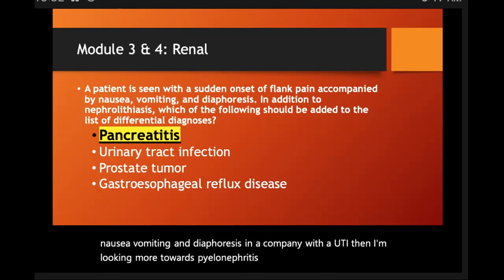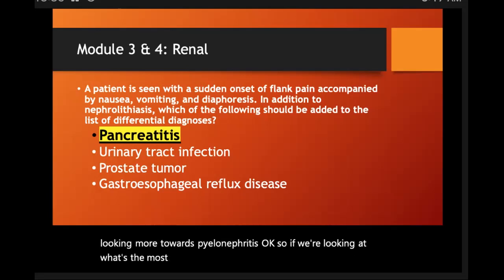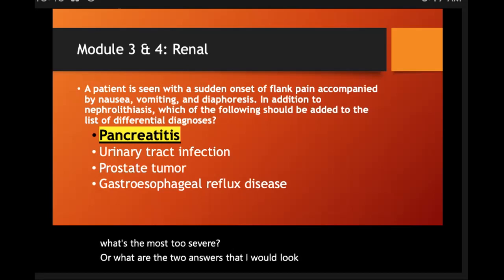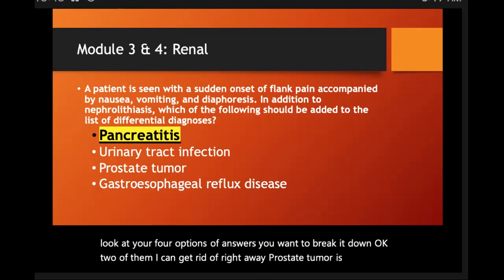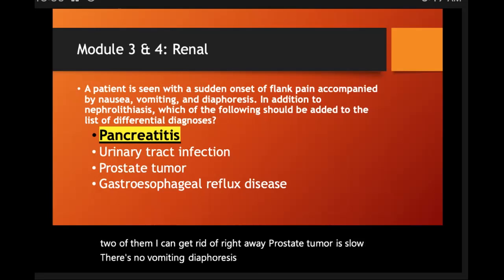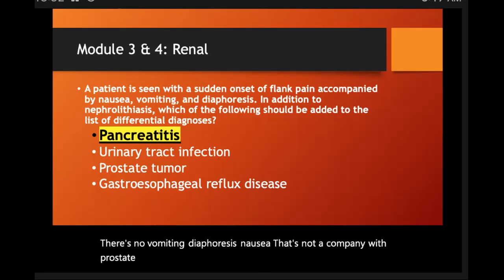Okay, so if we're looking at what are the two answers that I would look at? Because when you look at your 4 options of answers, you want to break it down. Okay, 2 of them I can get rid of right away. Prostate tumor is slow. There's no vomiting, diaphoresis, nausea. That's not accompanied with prostate tumors. GERD, same thing. I mean, there can be vomiting, but usually GERD is not a sudden onset of flank pain.